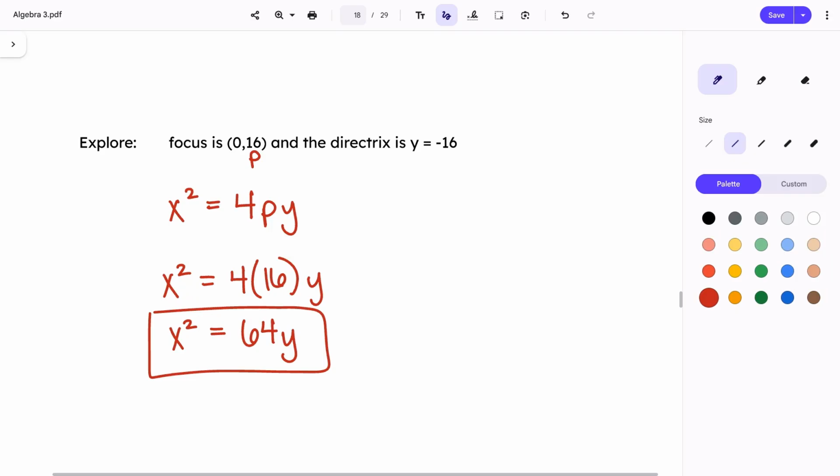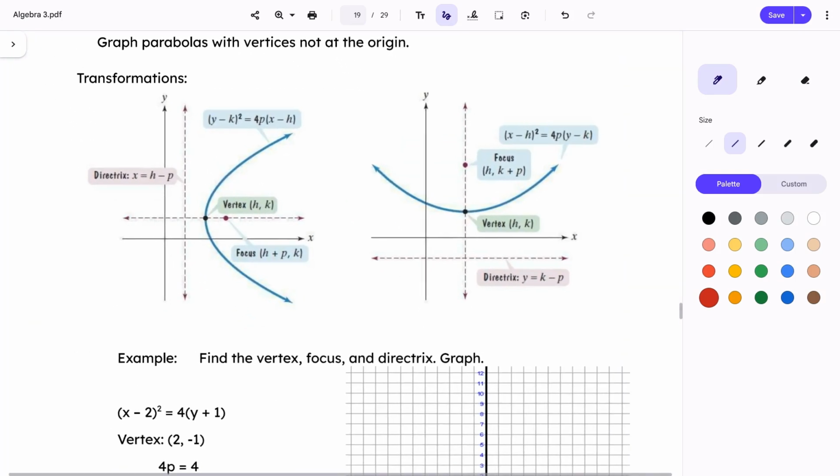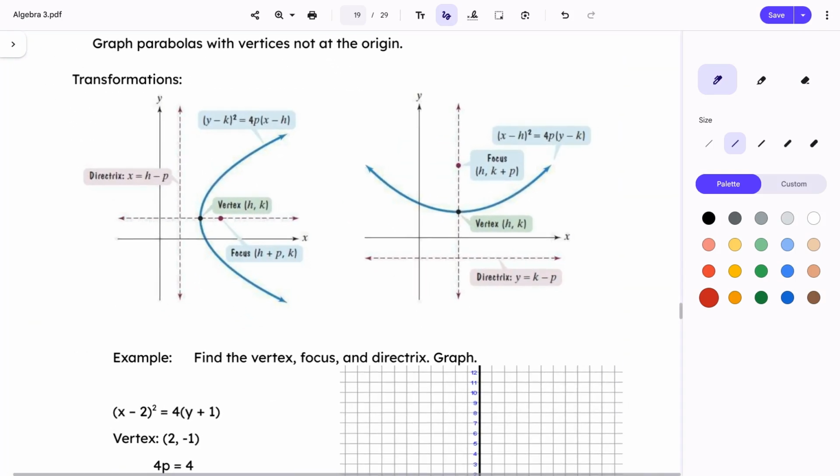Okay, so now let's talk about how do we handle this when it's not at the origin, when it's not at 0, 0. Same idea as what we did with the ellipses and the hyperbolas. You can think about the parent function, and then you can just move everything accordingly. The other thing would be, as long as you can figure out what your p value is, that's going to tell you how far away from the vertex you should be moving to do your focus and to do your directrix. If you can just move the center point and then know what your p is doing, you should be able to graph it.